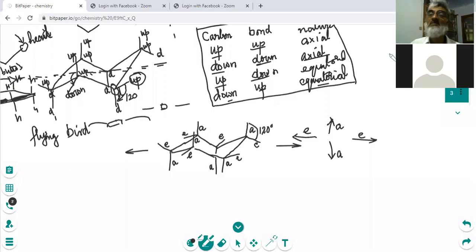Now see here, I will show you the model of cyclohexane. Observe this. I hope you can see it on the board.